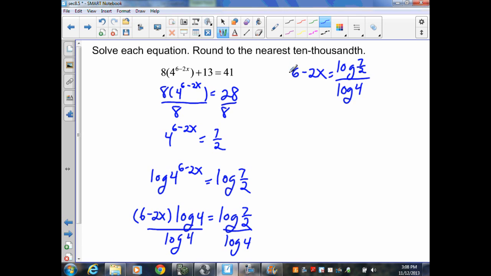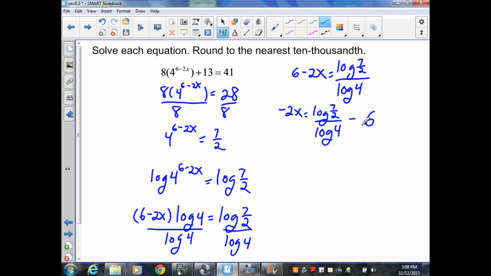Now I want to subtract 6 on both sides. Gives me a negative 2x equals the log of 7 over 2 over the log of 4. But remember, I subtracted 6 on both sides, minus 6.